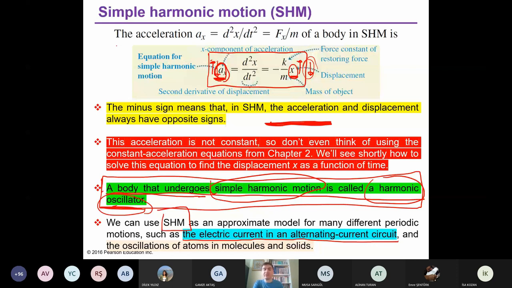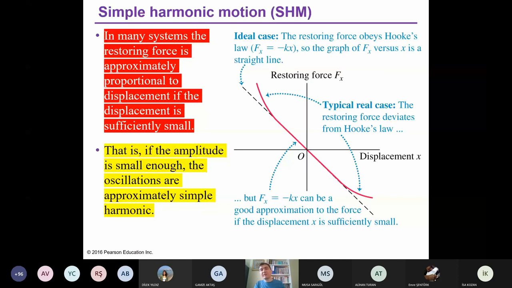In addition to that, for very important scientific applications, for example, the oscillations of atoms in molecules or in solids, this simple harmonic motion is also used. So simple harmonic motion is an ideal case for periodic motion. Okay, do you have any question here? Then let me discuss the difference between the ideal case and the real case, what happens in real applications.